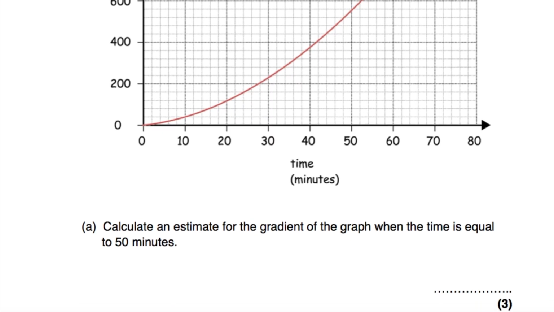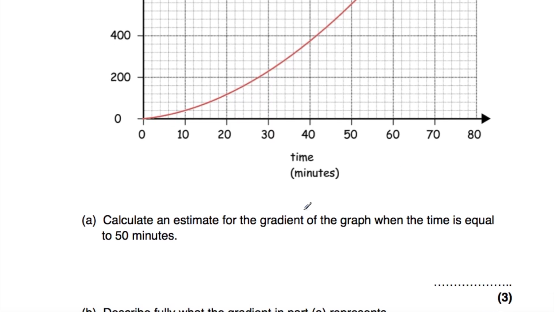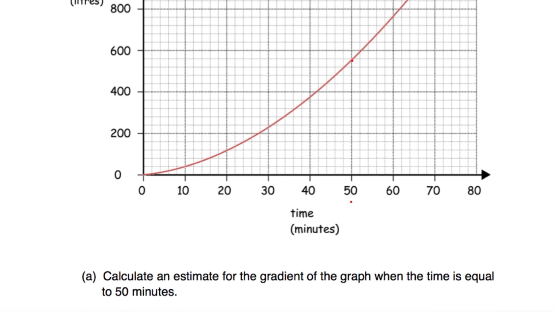And then if we go on down, part A says calculate an estimate for the gradient of the graph when the time is equal to 50 minutes. So we want to find an estimate for the gradient of the graph when the time is equal to 50 minutes. So 50 minutes is here, so that's the point there, and we want to find our estimate for the gradient of the graph at that particular point.